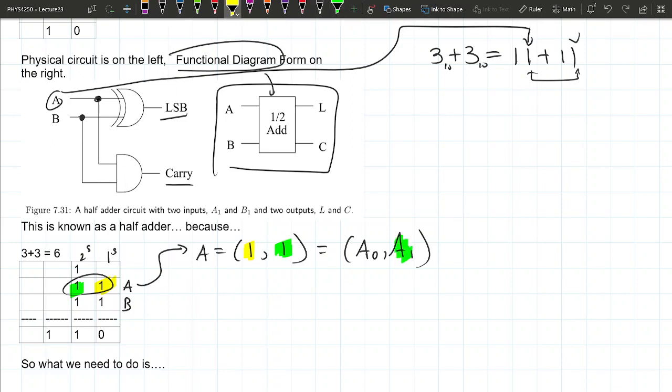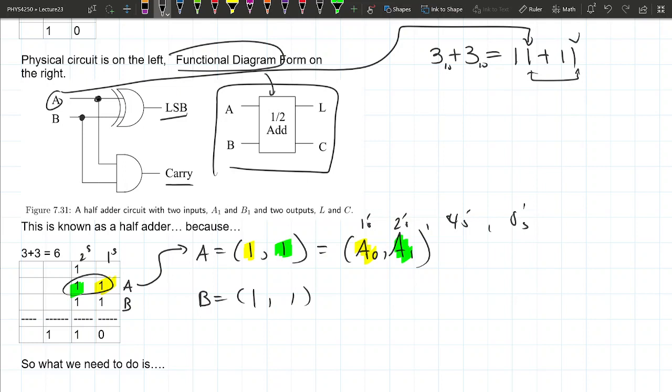I'm going to highlight the same color here. This is usually what confuses a lot of people. This is the ones place, this is the twos place, and this can keep going to the fours place, the eights place, and so on. We're just going to limit it to 2 bits for this calculation. Therefore, B is also going to be 1, 1. It's a little confusing because all these ones look the same, but they're representing different variables.